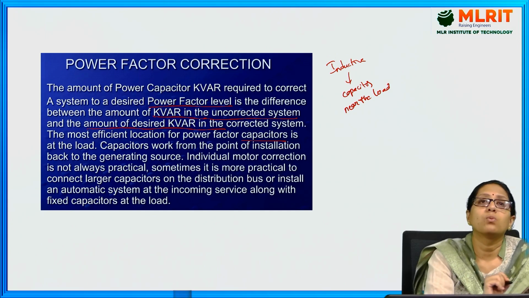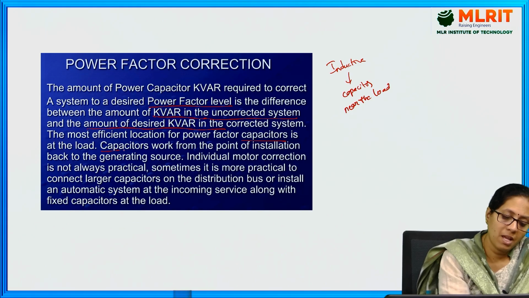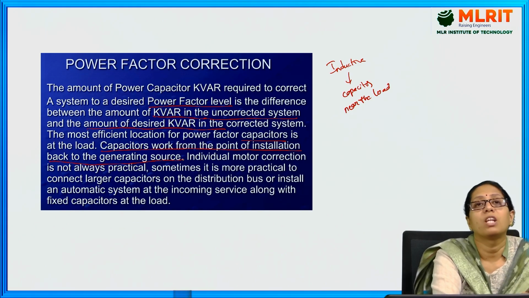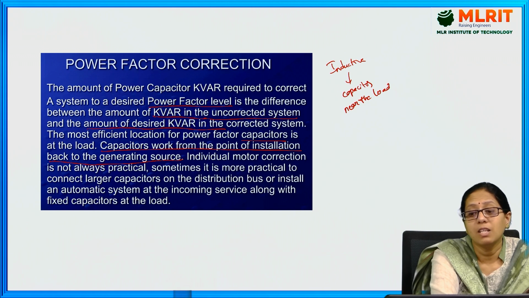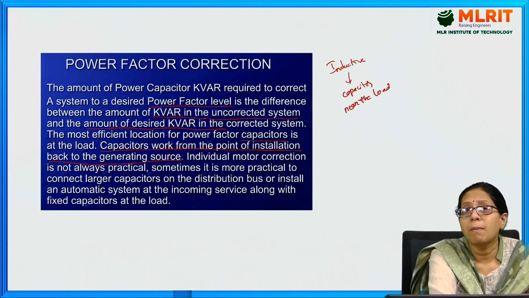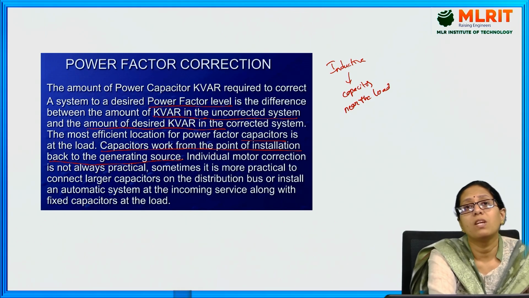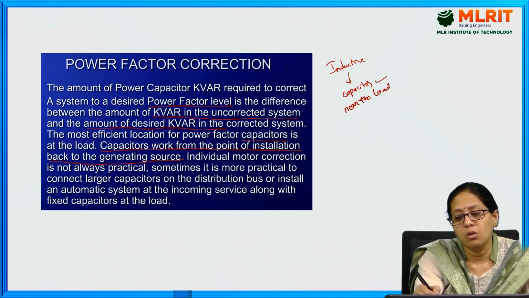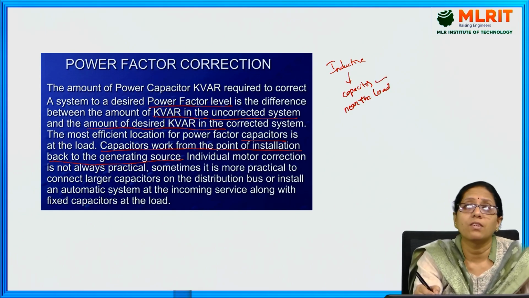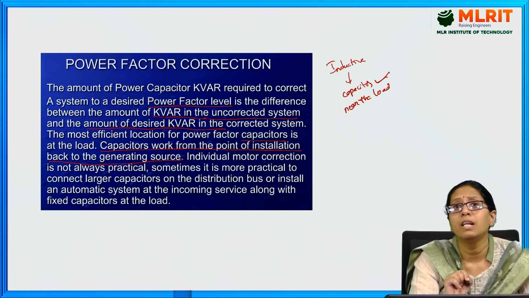The capacitors work from the point of installation back to the generation source. That means if we connect the capacitors near the load, they will have their effect near the generating source also. So once we have connected the capacitors near the load, the effect will be in the transmission line as well as in the generating stations.